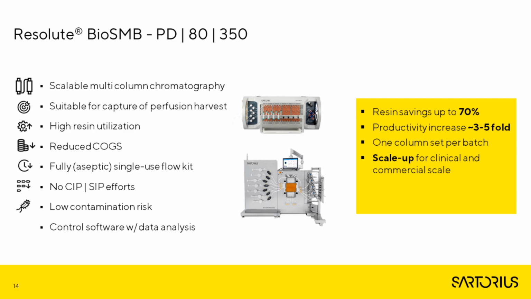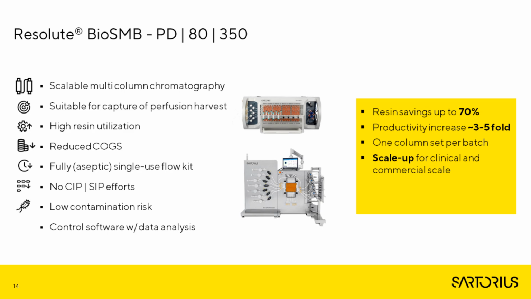As I said, it's a scalable multi-column chromatography unit. It's suitable especially for capture of the fed batch harvest, but can also be employed for batch harvest. It features a very high resin utilization. I will say more on that on the next slide. So it's reduced cost of goods due to the resin savings. Fully aseptic flow kits are available, so no need for CIP or SIP, but still we have a very low contamination risk. And also control software with data analysis is available.